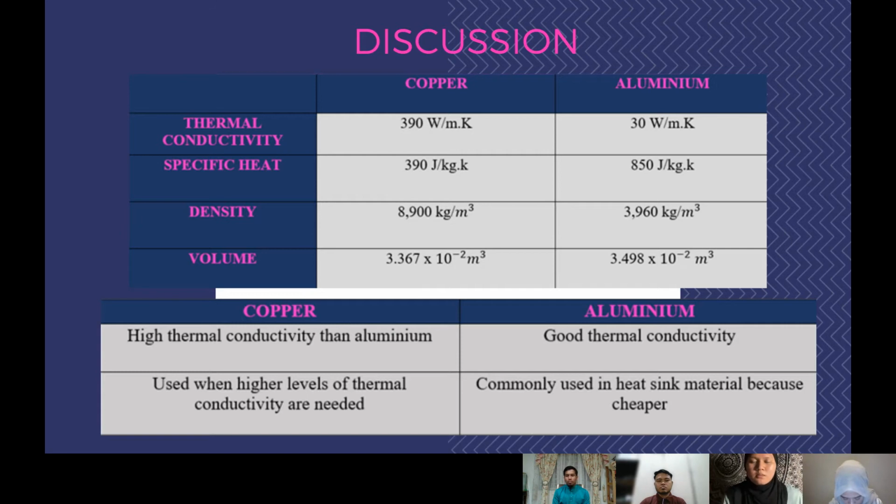As you can see in the table, the comparison between the copper and aluminium. For design 1, aluminium has a good thermal conductivity. It is commonly used in heat sinks because the material is cheaper. And for copper, basically copper has a higher thermal conductivity than aluminium, but it is used where a higher level of thermal conductivity is needed. So thermal conductivity measures the ability of metal to conduct heat. Different types of metal are important to consider in applications where high operating temperatures are common.